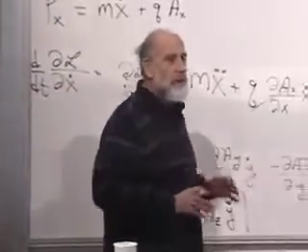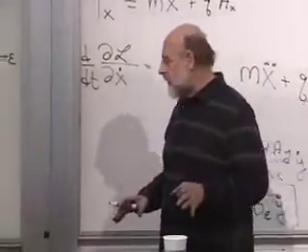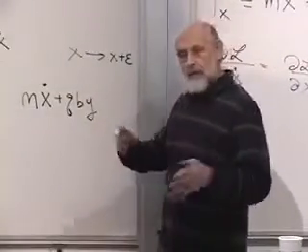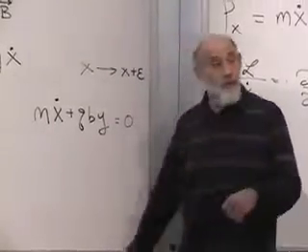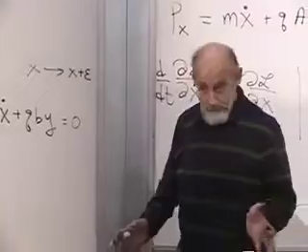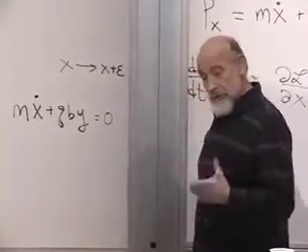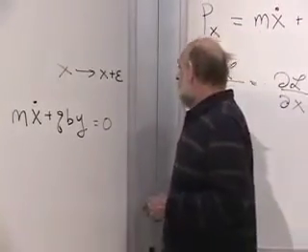For example, if it starts out being 0, let's take that case for simplicity. Suppose it starts out being 0, then it will stay equal to 0. If it's not 0, it'll stay whatever it is. And we'll understand in a little while what that means.